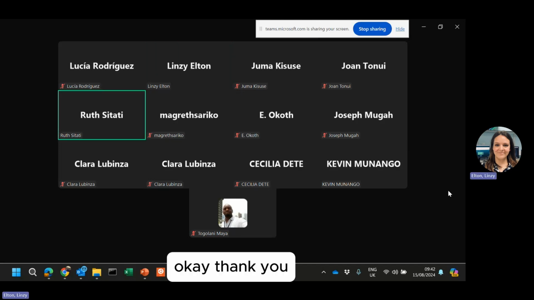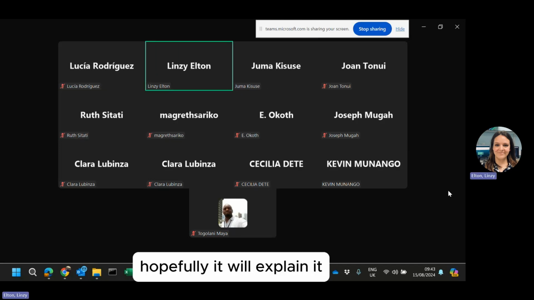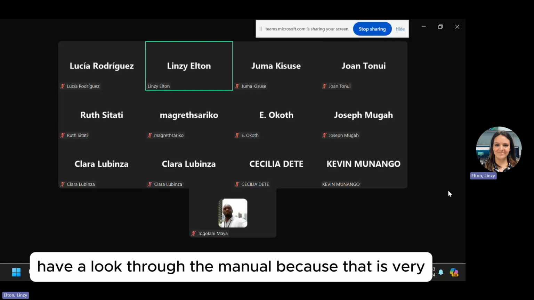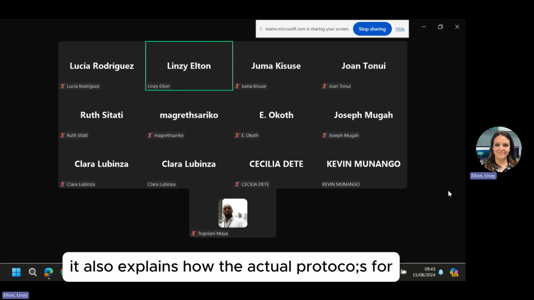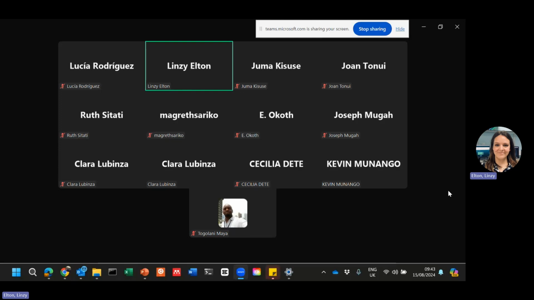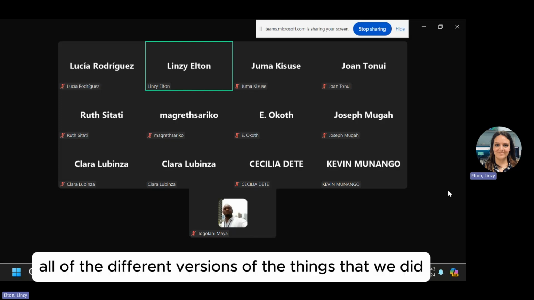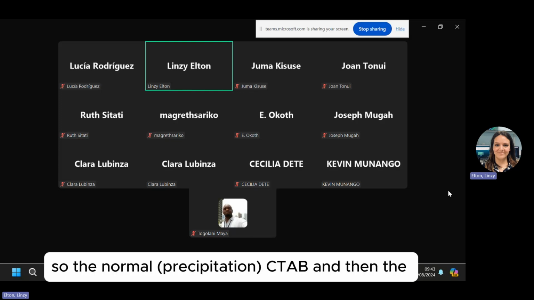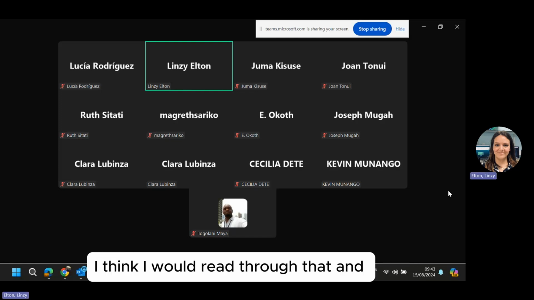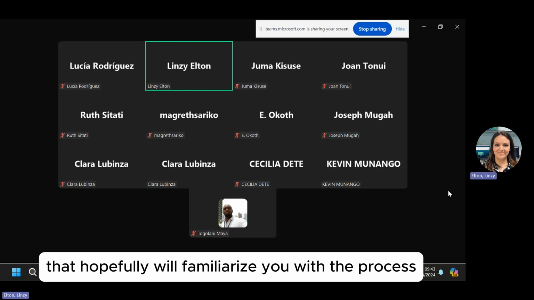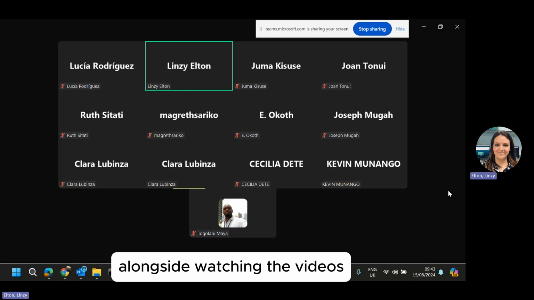Okay, thank you. Have a look at the website. Hopefully it will explain it. Have a look through the manual, because that is very, very detailed, and it should explain all of the bits. It also explains the actual protocols for all of the different versions of the things that we did: the normal CTAB and then the column-based CTAB. So I think I would read through that, and that hopefully will familiarize you with the process alongside watching the videos.